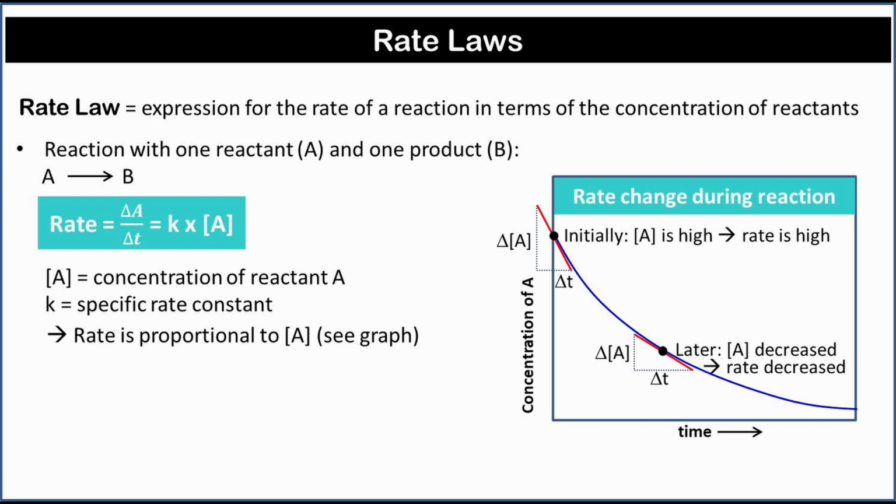As we have seen before, concentration is one factor that can affect the rate of a reaction. Consider the reaction with one reactant A and one product B. The rate at which A forms B can be expressed as a change of A over time. This expression is a rate law, which is an expression for the rate of a reaction in terms of the concentration of reactants. For this reaction, the rate is proportional to the concentration of reactant A. Initially, the concentration of A is high, so the rate is high. As the reaction proceeds, the concentration of reactant A decreases, so the rate is decreased as well.